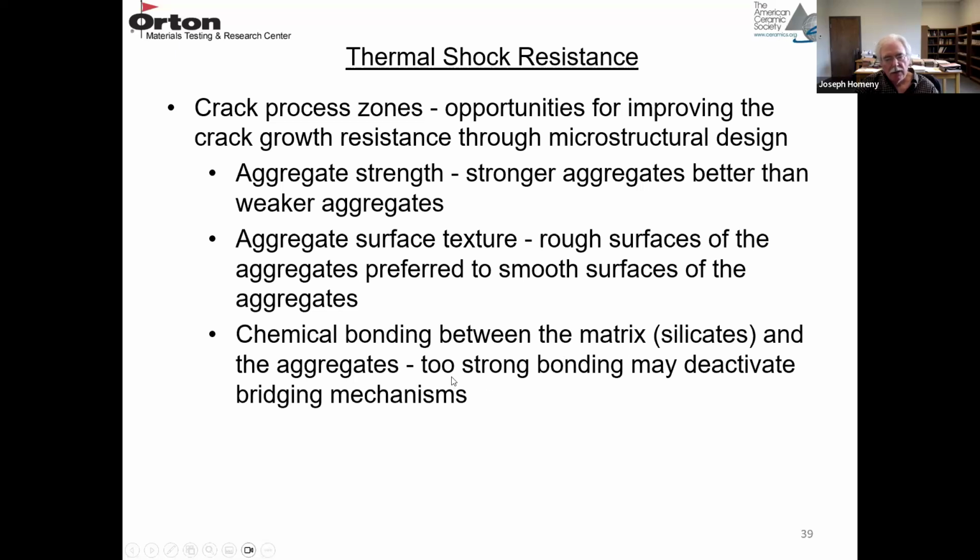This is kind of tricky. You don't want strong bonding between the aggregates and the matrix. That's going to deactivate these bridging mechanisms. So you need a bond strength that's not that strong because you want to activate aggregate pull out and frictional mechanisms. If you make the bonding between the matrix and the aggregate too strong, you're not going to have a material that resists crack propagation. The cracks are just going to go pretty much straight through the material without going around the coarse aggregates.